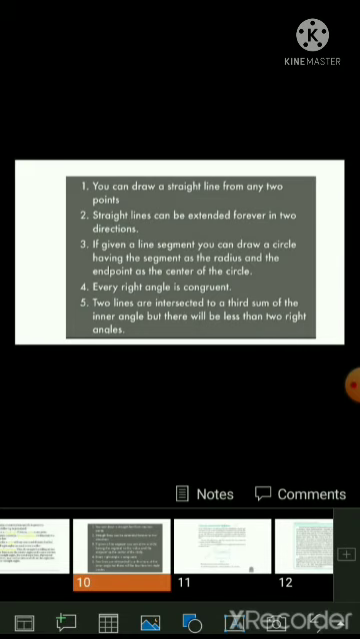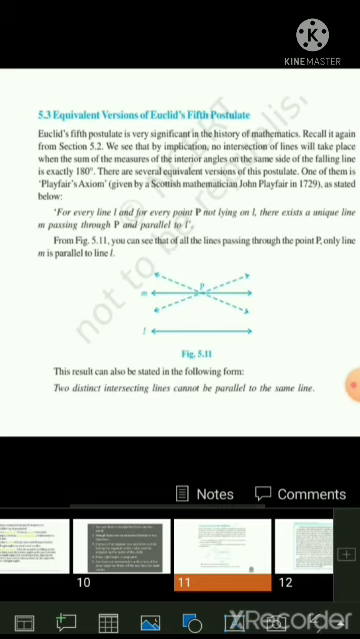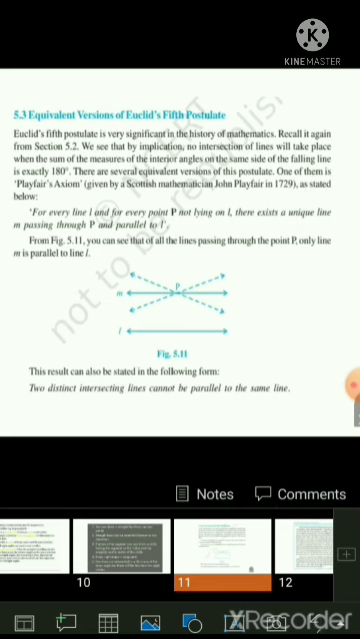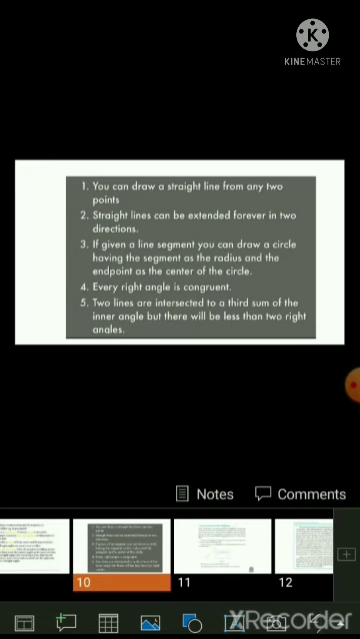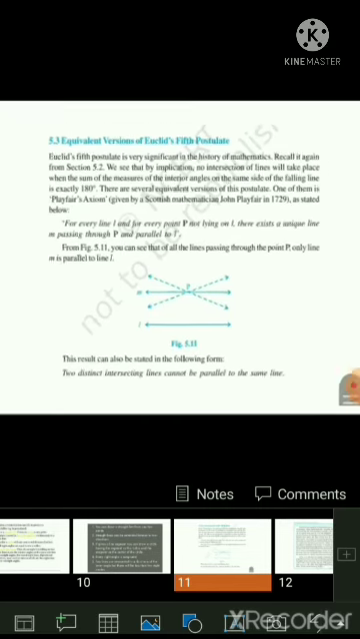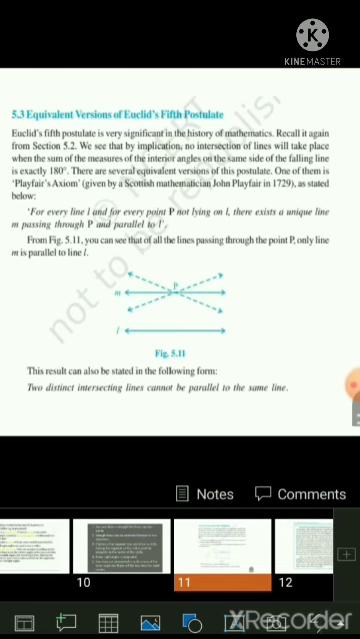Now, we can understand postulates 1 to 4, all the processes. But the 11th slide gives us a very good example of equivalent versions of Euclid's fifth postulate. As the fifth postulate is too hard for us to understand, they have given why the fifth postulate is like this. See, Euclid's fifth postulate is very significant in the history of mathematics.